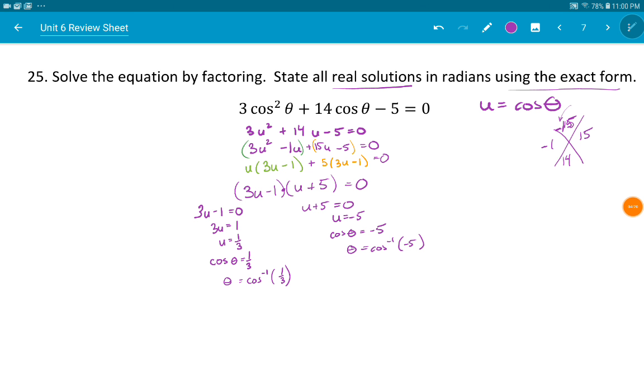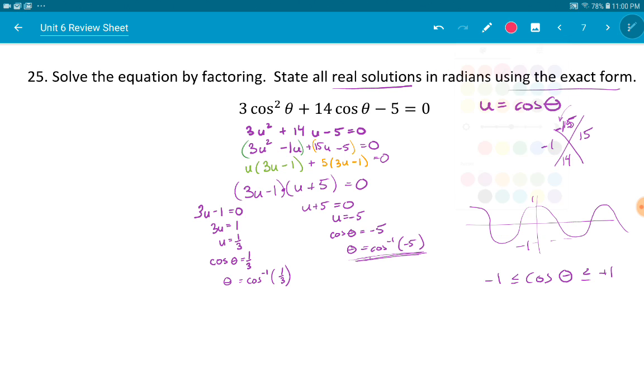Okay, I'm going to shrink that up to give myself some more space here. So this guy, cosine inverse of negative 5, that says what angle gives me a cosine of negative 5? But I know that the cosine oscillates between negative 1 and 1. So it is never equal to negative 5. Cosine of theta is somewhere between positive 1 and negative 1. So this isn't possible.